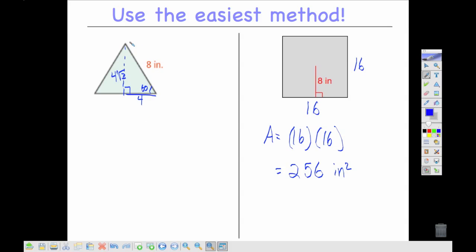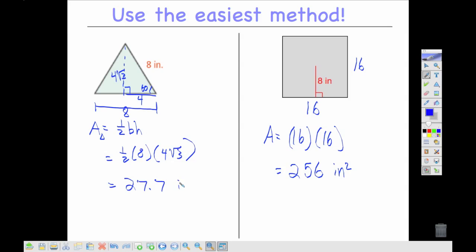Notice what I have right now. I could just use my regular formula for the area of a triangle, 1/2 base times height, where my height here is the 4 square root of 3. My base would be this whole side here, which is 8. So I'm just going to use 1/2 of 8 times 4 square root of 3, which gives me 27.7 inches squared. So again, use the easiest method. Don't get drawn into the more complicated ones when we don't have to.